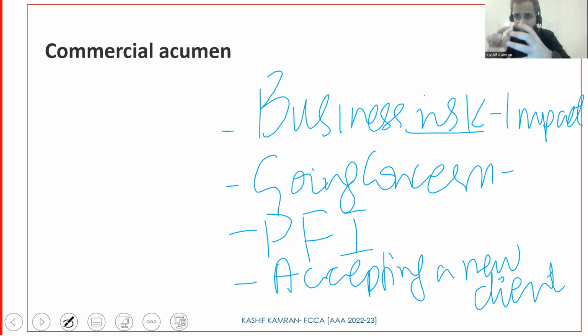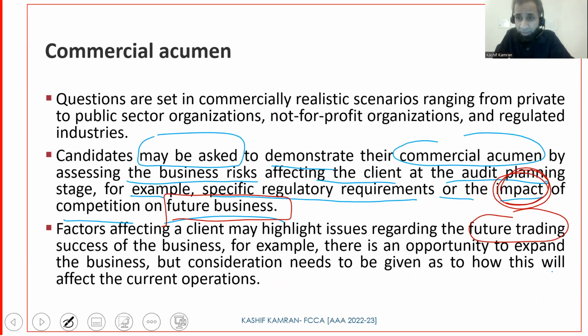So two skills blend together here. So this is commercial acumen. I hope you are all clear on the skill, the know-how, and how the know-how will translate into your answer, whether that is an answer on risk, matters in accepting a new client, PFI, going concern, etc. So this is wrapping up my first phase of understanding the 20 professional skill marks in the AAA paper.